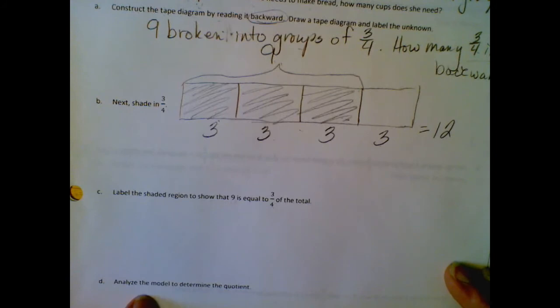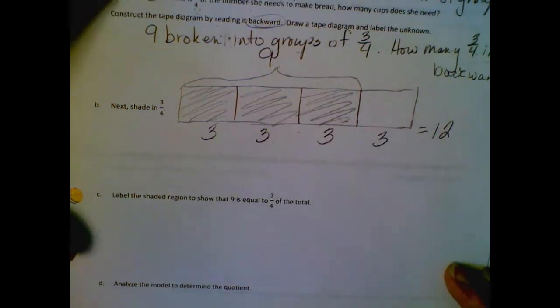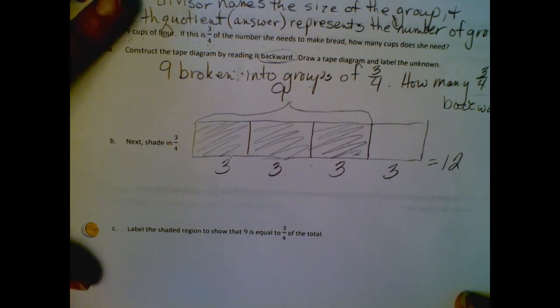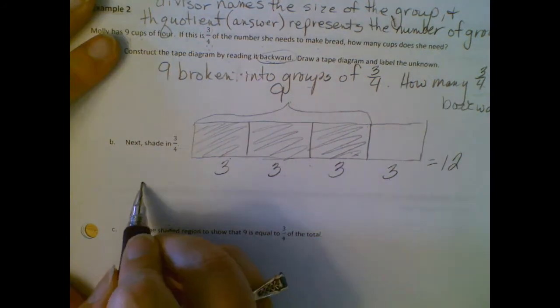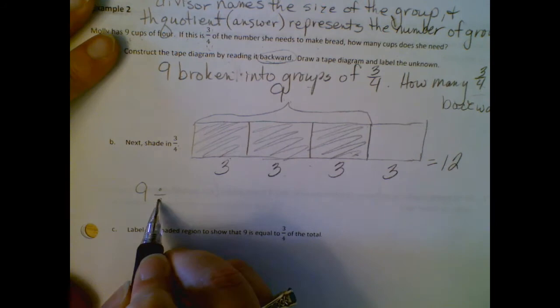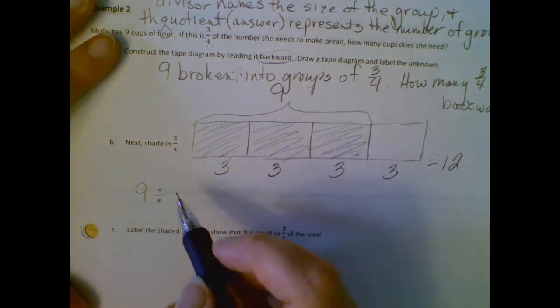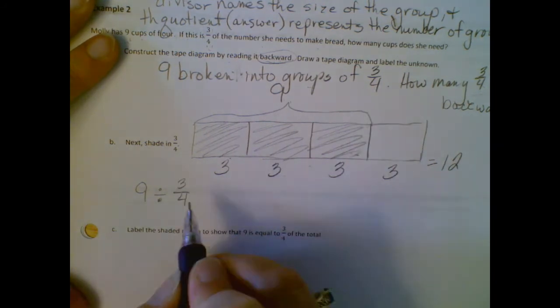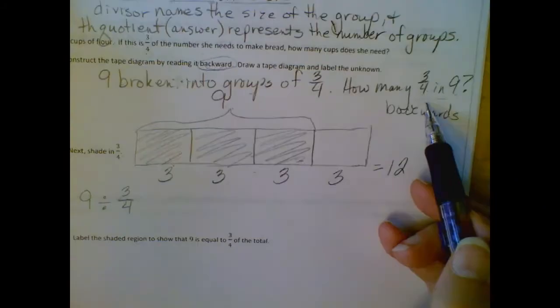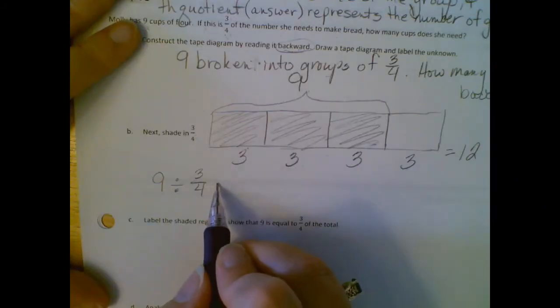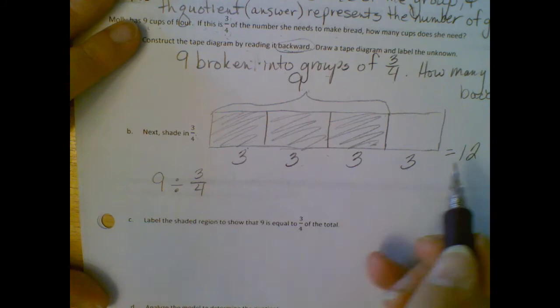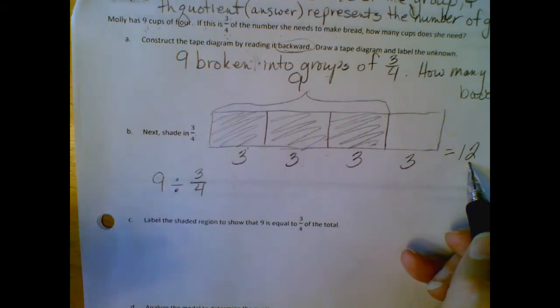And analyze the model to determine the quotient. Let's go ahead and write the division problem as well. 9 broken into groups of 3/4. How many 3/4 in 9? We're going to figure it out. And this model says it's 12, because the 9 equals 3/4.